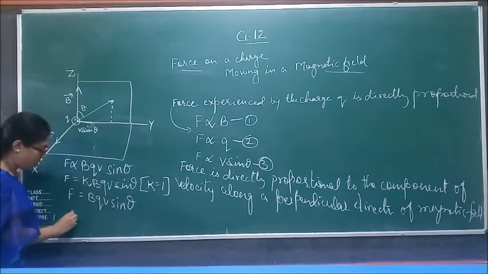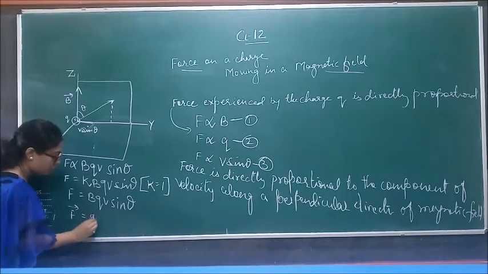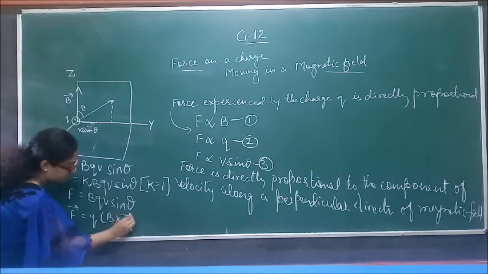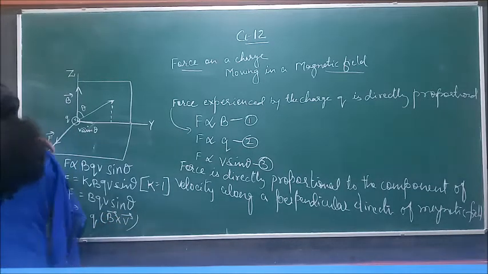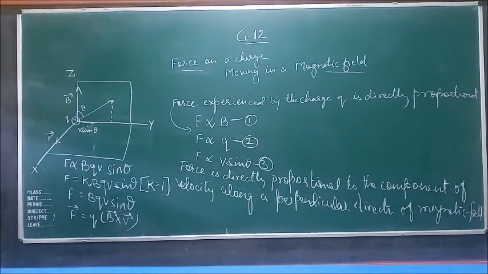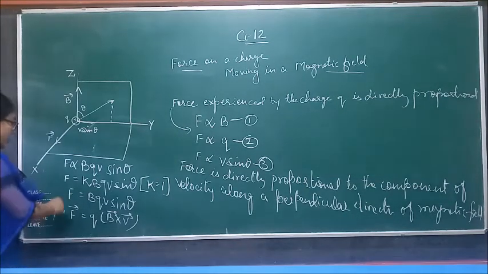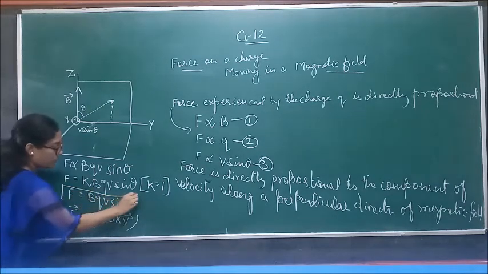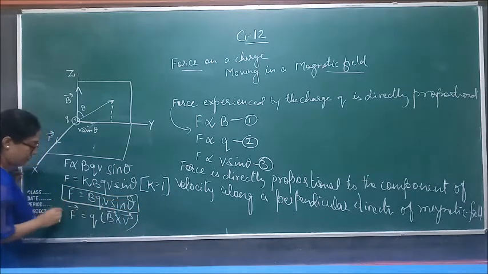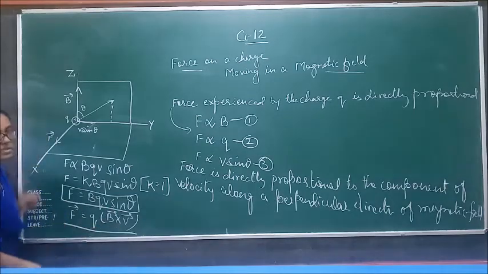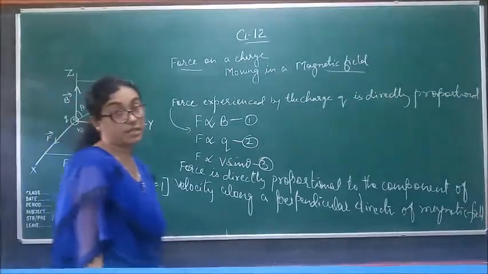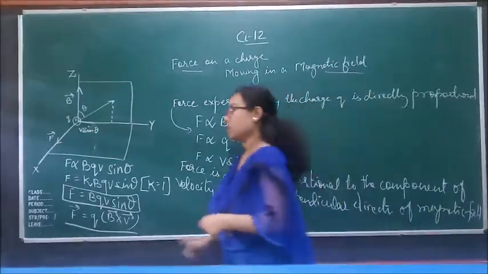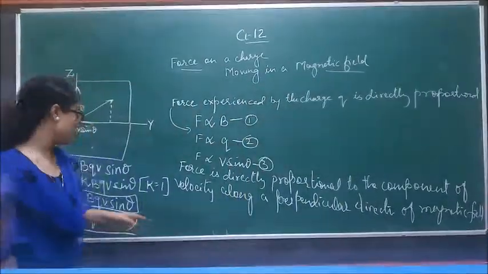Now in the form of vector, F is equal to Q(v × B). This is in the form of vector. So your final answer is this: F is equal to BQV sin theta. In the form of vector, you are going to write F is equal to Q(v × B). It has a sin theta, which is why here we are using the cross product.